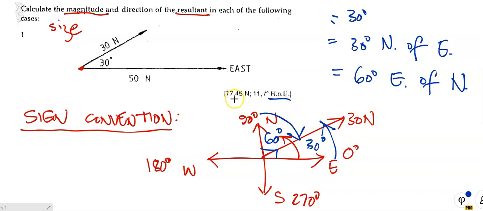He says this resultant, that's the size of the resultant there, that's the answer, and he says the resultant is acting 11.7 degrees north of east. So that means that angle there is 70 degrees north of east.